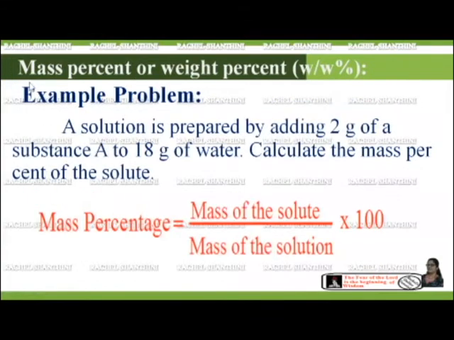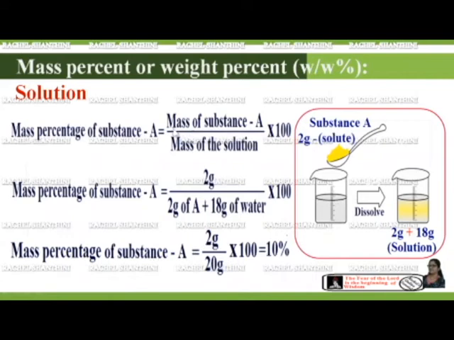Let us understand this concept, mass percentage, with an example problem. A solution is prepared by adding 2 grams of a substance A to 18 grams of water. Calculate the mass percentage of the solute. Now let us substitute the values in the formula. The mass of the substance they have given is 2 grams, upon the mass of the solution, which is nothing but mass of the solute plus mass of the solvent. So 2 grams of A plus 18 grams of water.